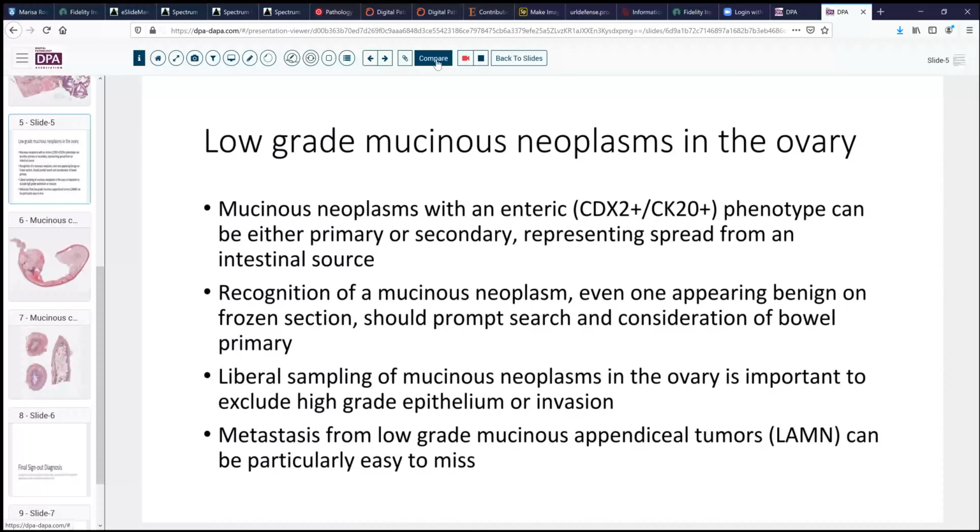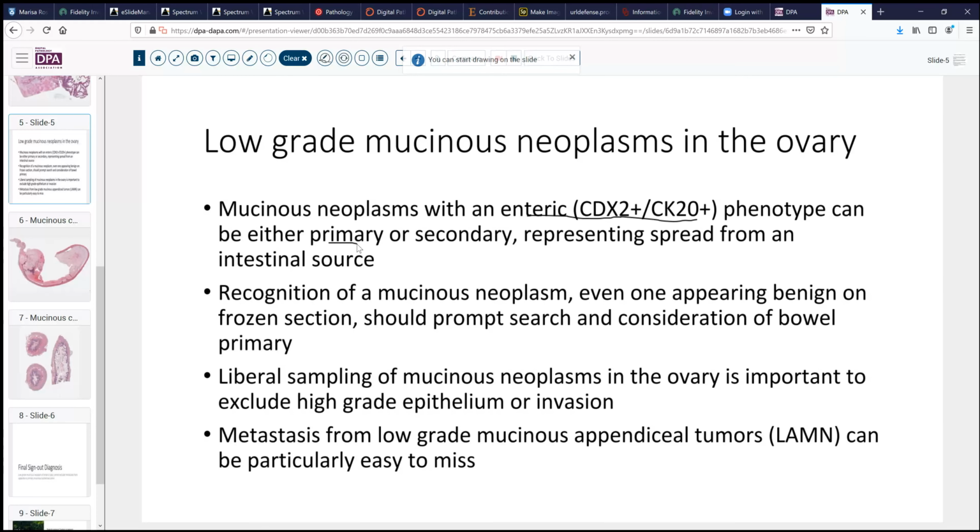We've talked about mucinous neoplasms in the ovary before, and as you know, there are two distinct types. There is the enteric phenotype, such as we have here, which tend to be CDX2 positive and CK20 positive. And then there are those that are more endocervical-like, that will not have CDX2, may have PAX8 and CK7 positivity. However, these enteric types can be either primary or secondary.